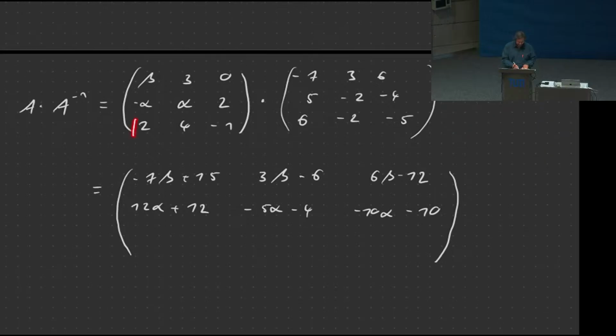And finally, third row, that will be, let's see, minus 14 plus 20, that's 6, minus 6, that is 0. Then we get 6 minus 8 is minus 2 plus 2, that is 0. And 12 minus 16 is minus 4 plus 5, that's 1.